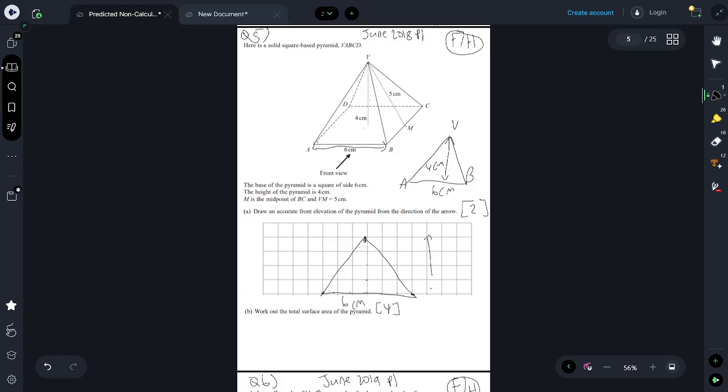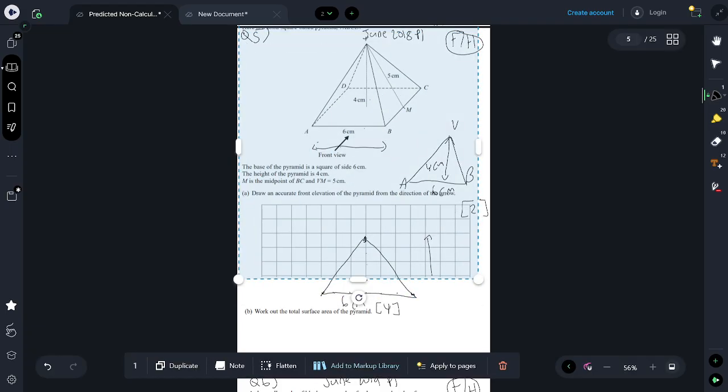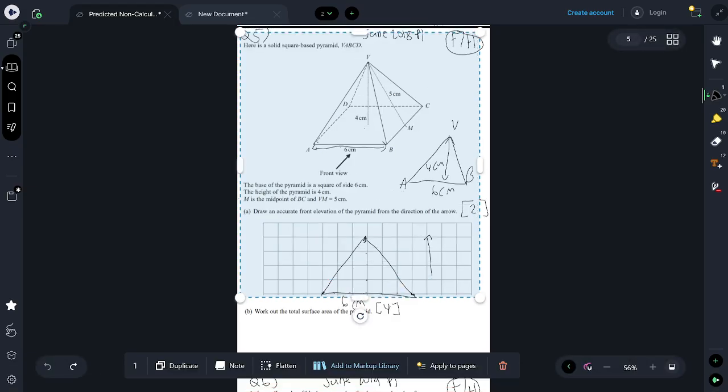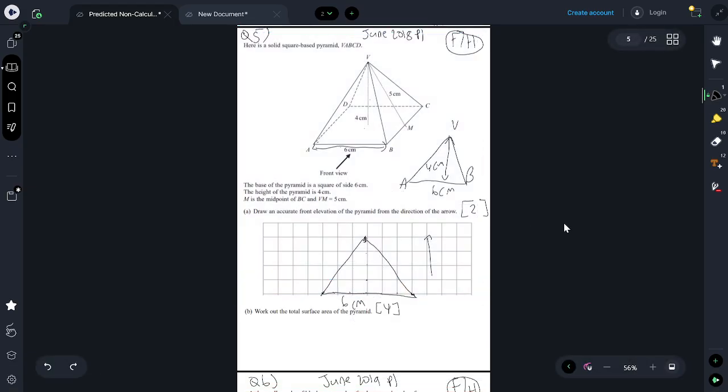Oh God. What am I doing? There we are. Okay. Computer's messing me about.